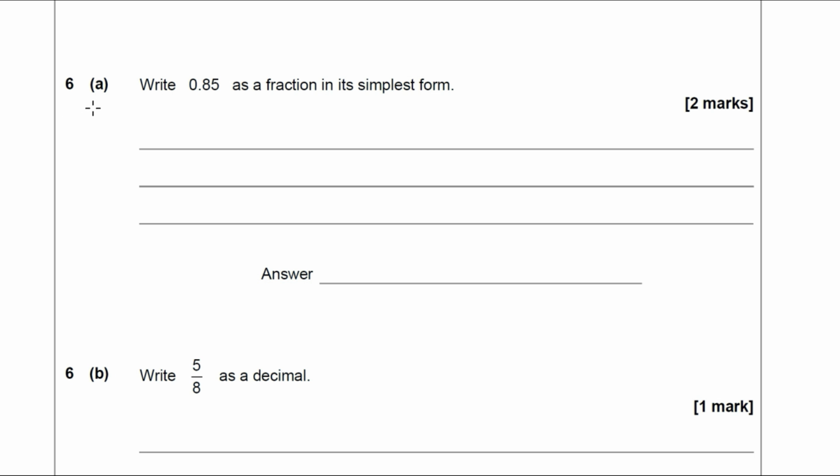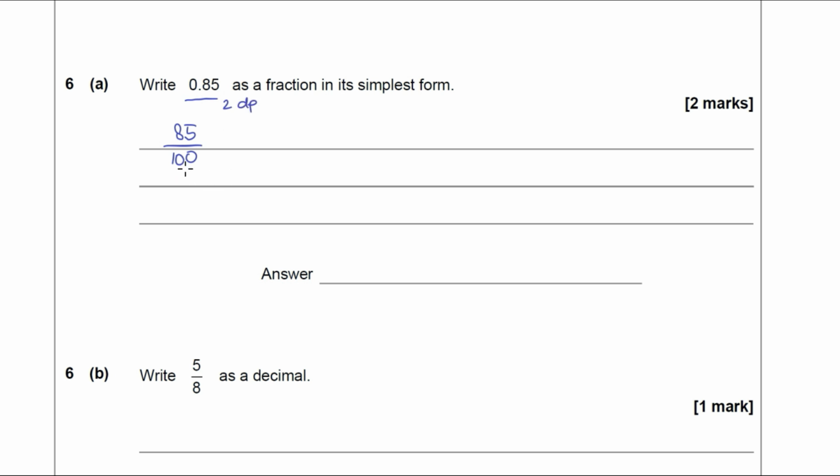Question 6. We have 6a and 6b, but I don't think they're related to each other. So we work with the A question first. Write 0.85 as a fraction in its simplest form. It's in decimal form. How to make it simple? We'll make it a fraction, so it's 85 over 100. The reason we have 100 here is because it has two decimal places.